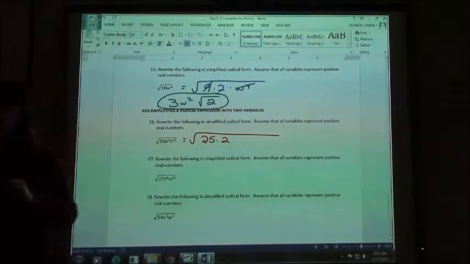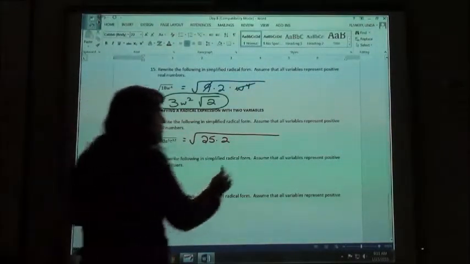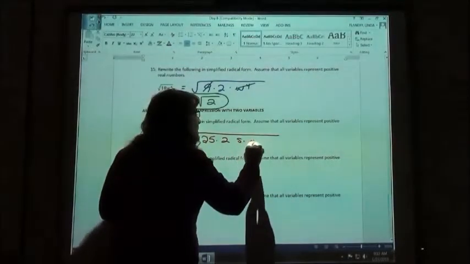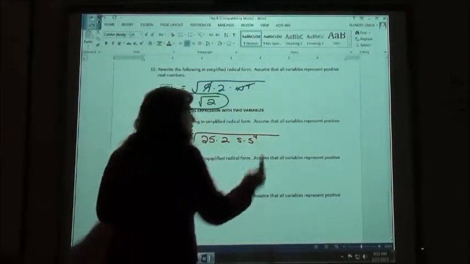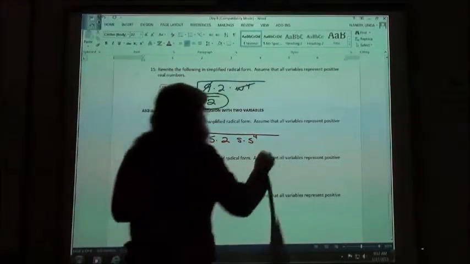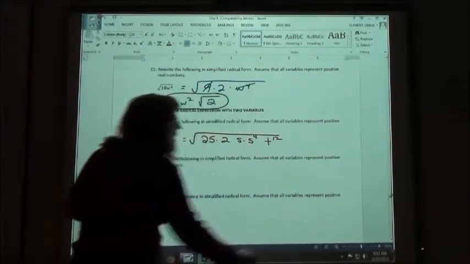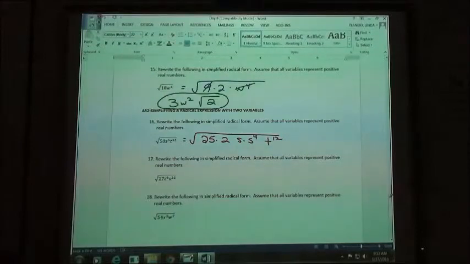We have an s to the 5th power. Since it has an odd exponent, we're going to take 1 out and we're going to factor it into s times s to the 4th power. Now the t to the 12th has an even exponent. That's what we want, so we're going to leave that one alone. Now we're going to take out all of our perfect squares.